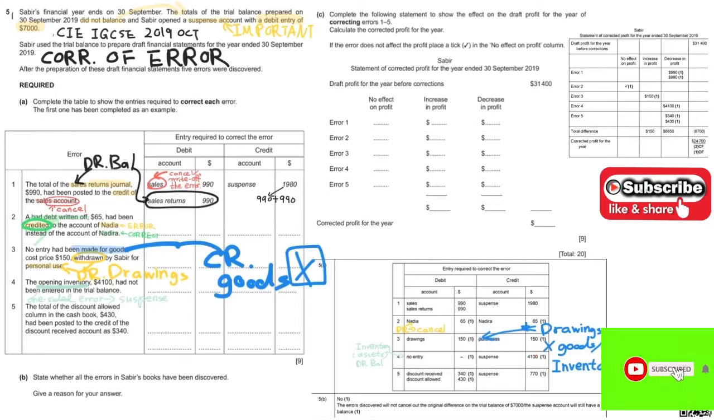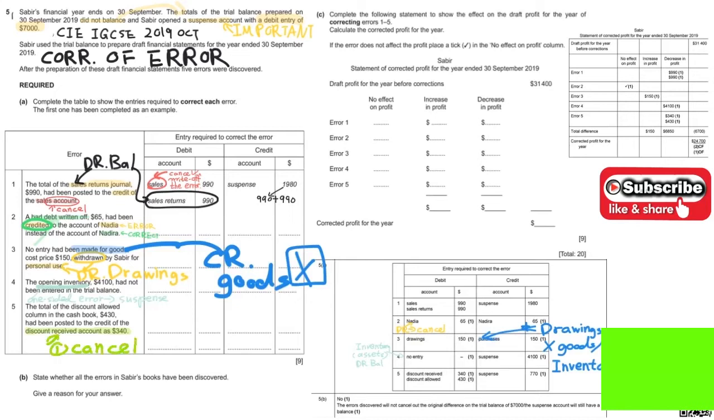Next, let's go to number 5. Number 5 talks about the discount allowed in the book having been posted on the credit side as discount received. So there are a few things wrong here, so I would like to do it one by one. First of all, you can see the discount received should not be involved in this transaction. So we have to cancel it. Number 1, let's cancel this one.